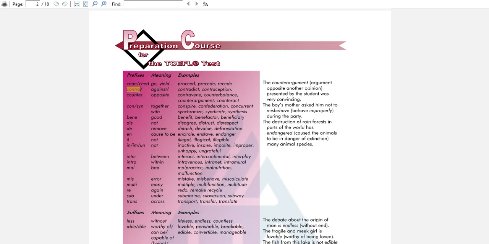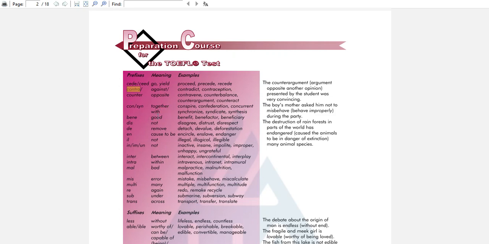Contra or counter, the meaning is against or opposite. For example, like contradict, contraception, contravene, counterbalance, counter argument, counteract. So they have a meaning of the opposite or against something. Okay, and then con or syn, the meaning is together with. Conspire, confederation, concurrent, synchronize, syndicate, synthesis. Okay, they have the meaning of together with.